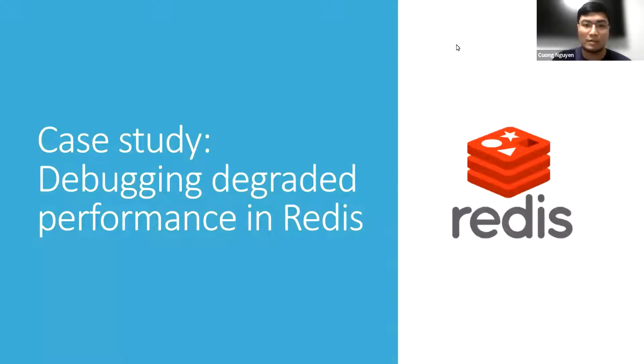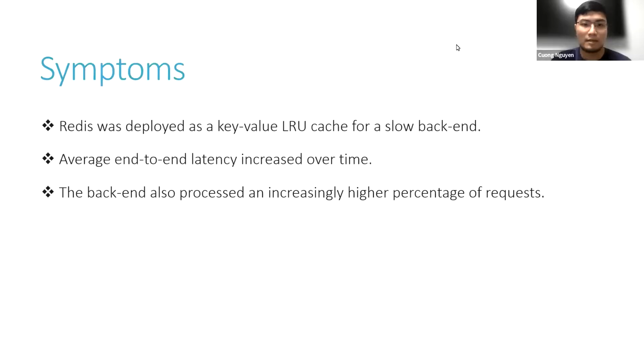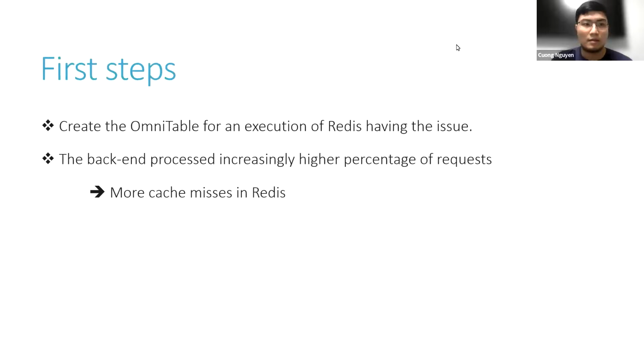To understand how this query model is used, let's look at a case study where we want to debug a performance problem in Redis, which is a very popular in-memory key-value store. In this case study, Redis was deployed as a key-value LRU cache for a slow backend. It was observed that the average end-to-end latency increased over time. At the same time, the backend also processed an increasingly higher percentage of the requests. The first step that the developer took was creating an OmniTable for an execution of Redis that had this issue.